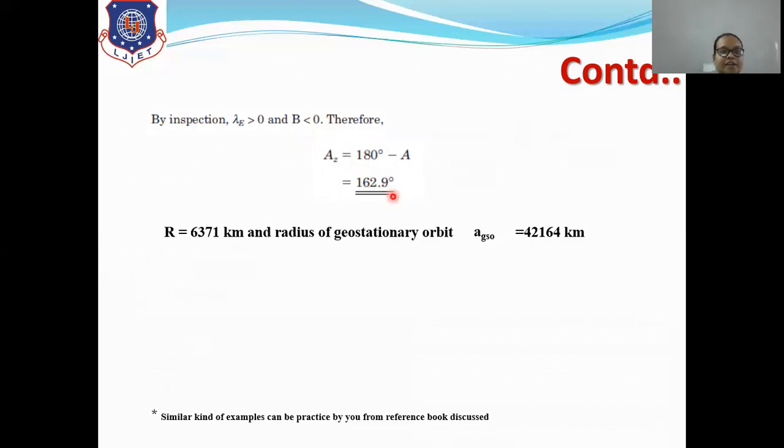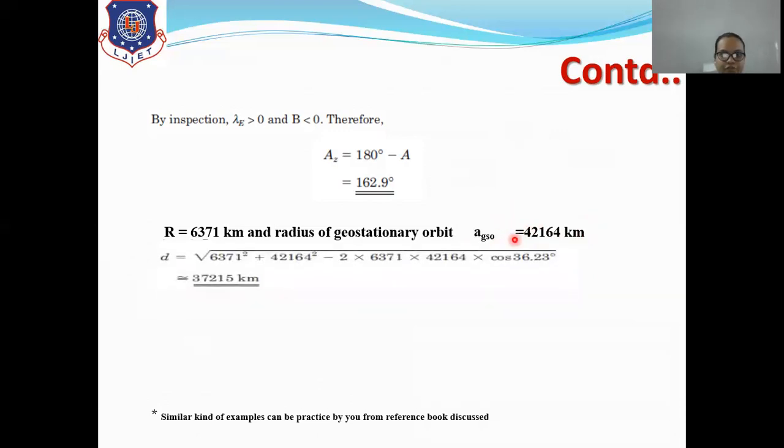Now, next we need to find the elevation angle. For the elevation angle, first of all, we need to calculate small d, which is the range. For the range, the radius of Earth is given as 6371 kilometers, and the radius of the geostationary orbit, which is AGSO, is 42,164 kilometers. Again, this we have studied in the last session, that is the height of geostationary.